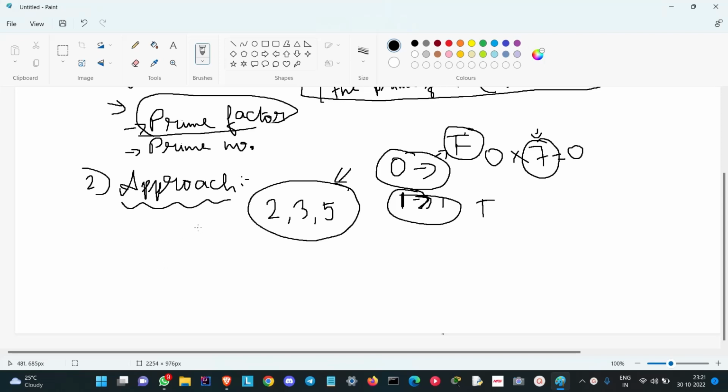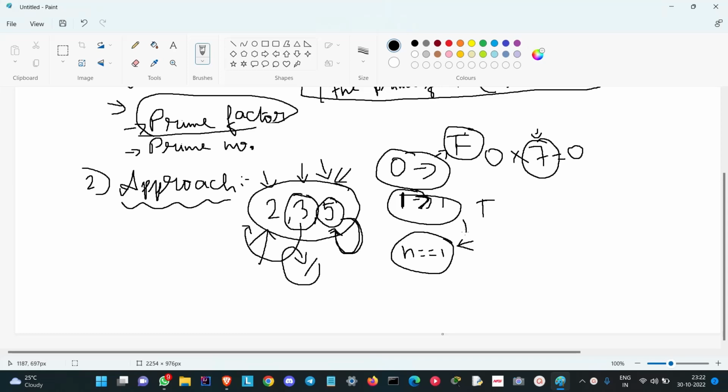The approach for this question is to check if the number is divisible by 2. If it is divisible by 2, we divide it by 2 and continue the process, again checking if the number is divisible by 2 or not. If it is not divisible, we'll check with 3. If it is divisible by 3, we'll again continue. If the given number is not divisible by 3, we'll check with 5, and if it is divisible, we'll divide it by 5 and continue the process. If it is not divisible by 5 too, we'll just return false. We'll continue this operation till n is equal to 1. If n becomes 1, as mentioned previously, we'll return true. So this is the approach for this problem.